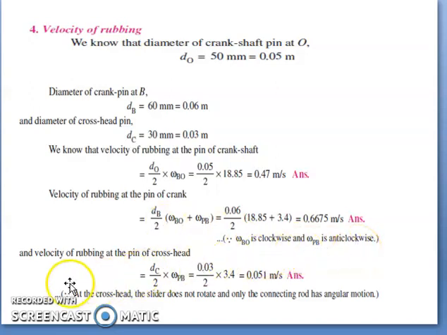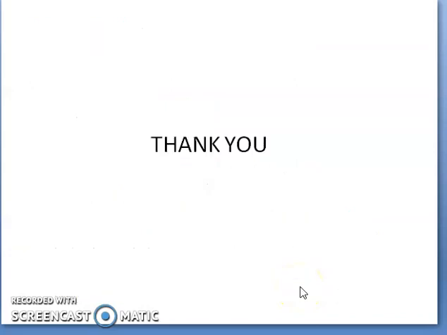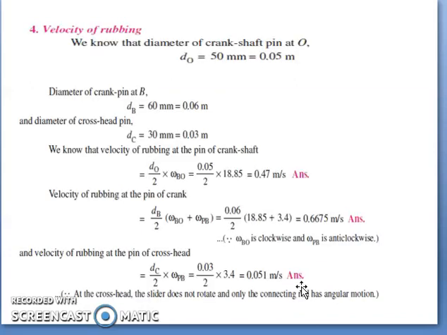The velocity of rubbing at the crosshead is again based on the connecting rod. Here the slider will not rotate, so only the connecting rod will have the angular motion. So you just take the connecting rod angular velocity into the diameter of the crosshead pin. If you substitute all these values, you can find the velocity of rubbing.